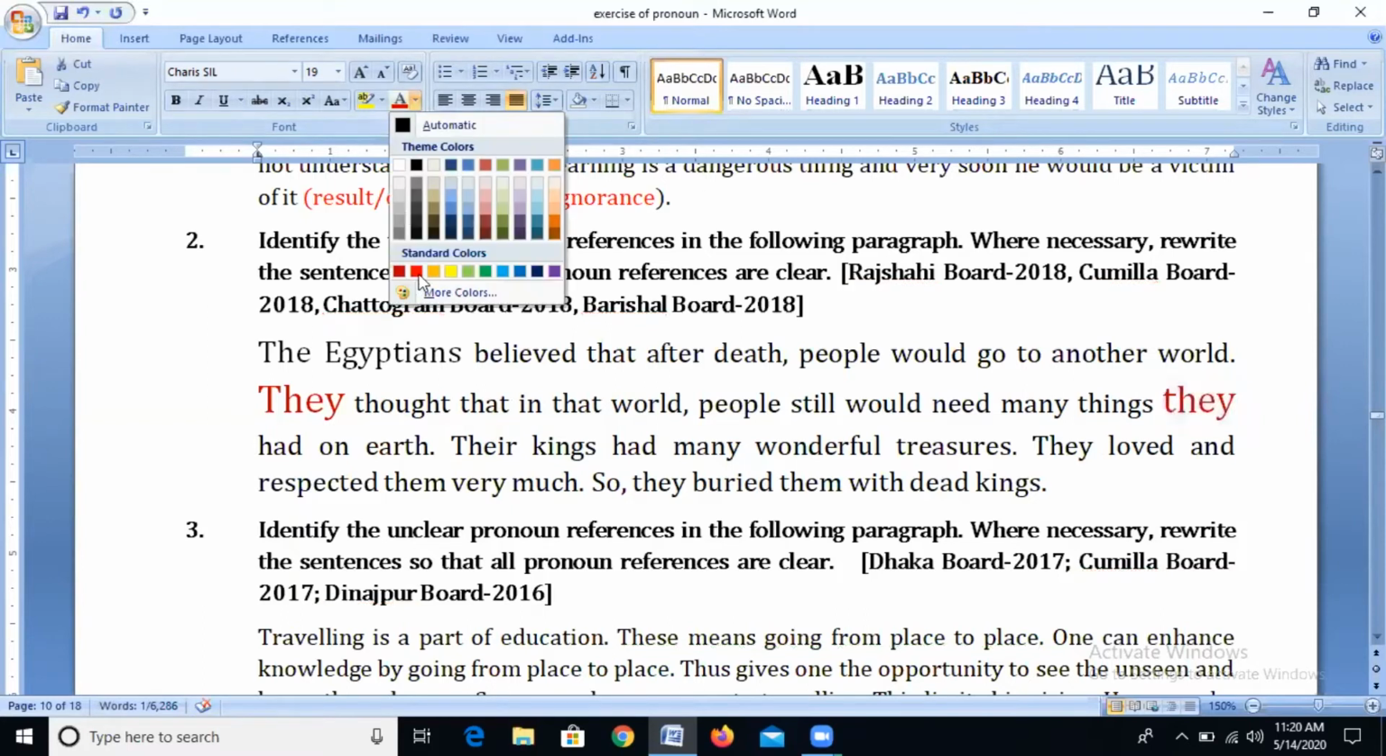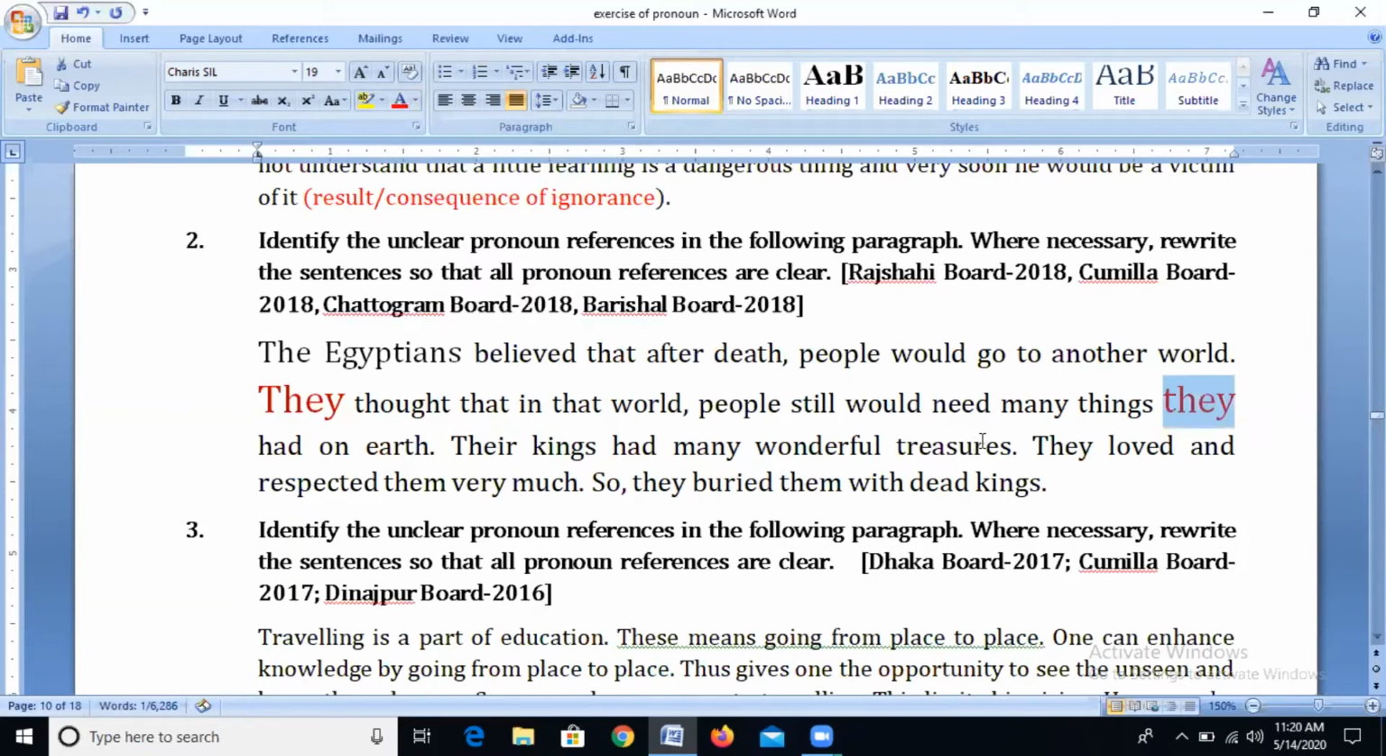So in this way, you have to identify the pronouns at first in the passage. Then you will try to understand whether it is correctly used or wrongly used. If it is wrongly used, then you will delete it, discard it, give it up, and use a correct pronoun there. Now, continue reading the text.